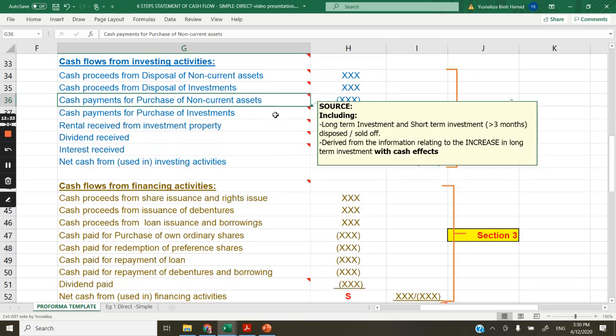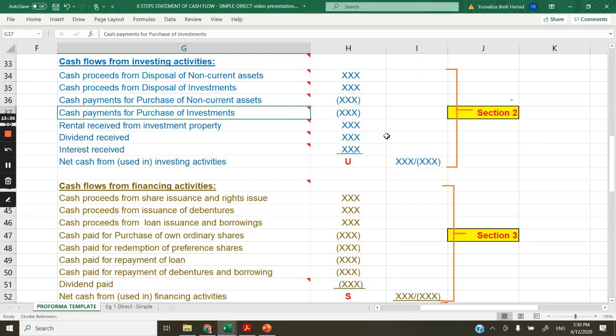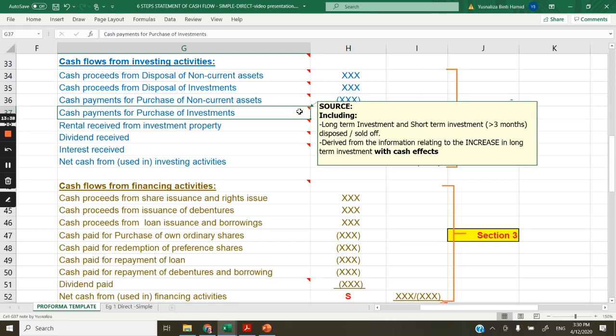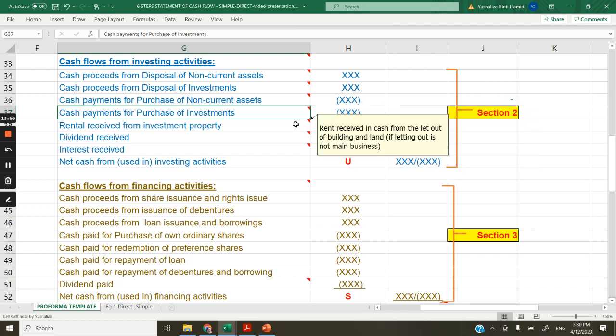You may also have acquisition of investment, and as I said, acquisition means the one that you credit to your bank account, and the one that you debit to your investment. You may have to go and open up your investment account. You may have to reconstruct those balances in the account. You may have to go and check the accounting records to do that.